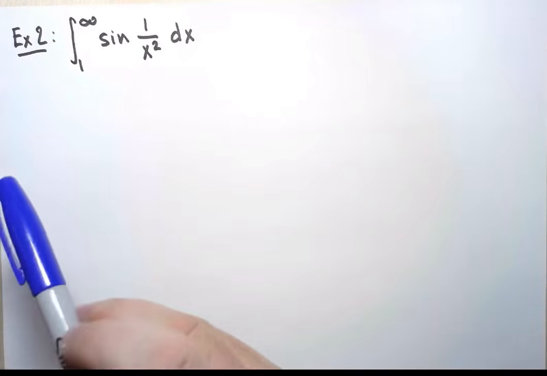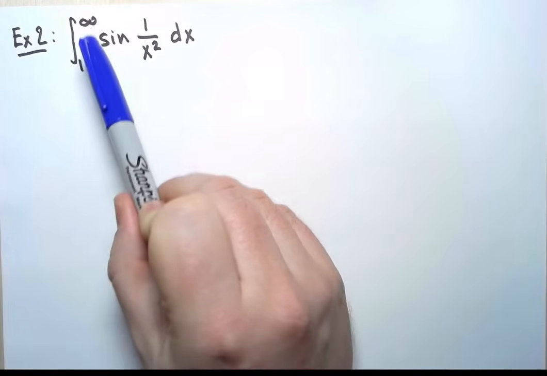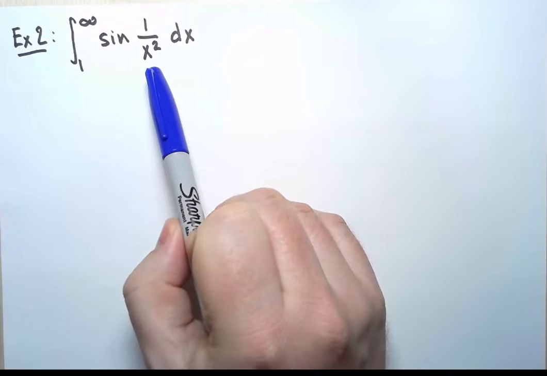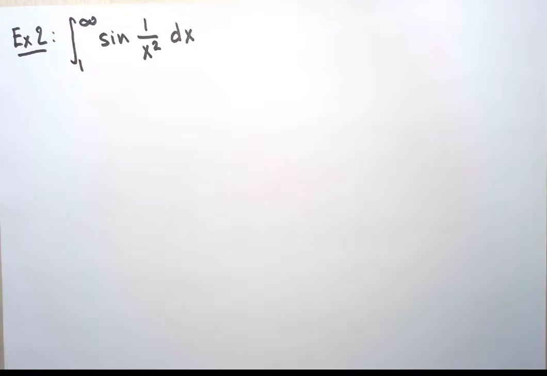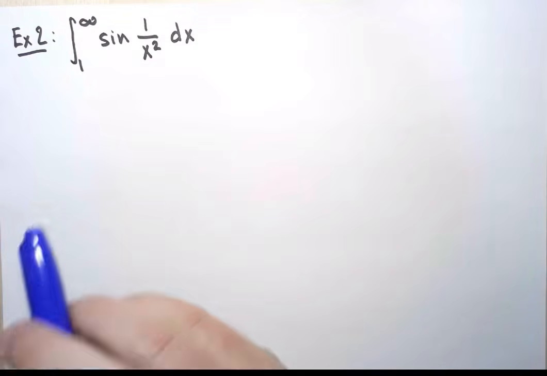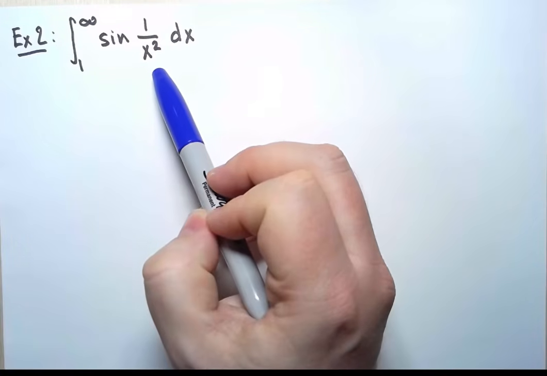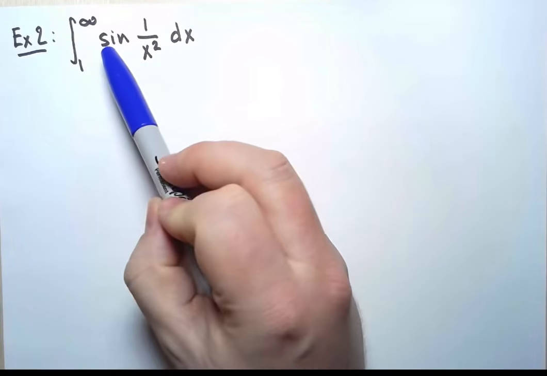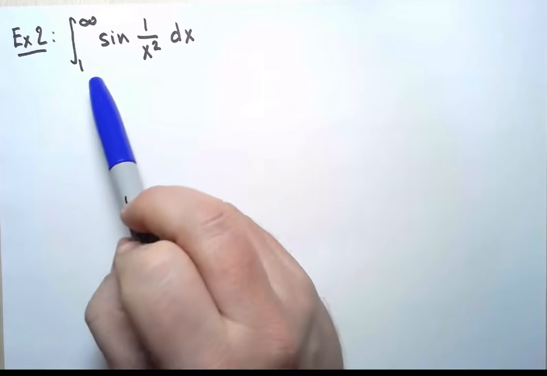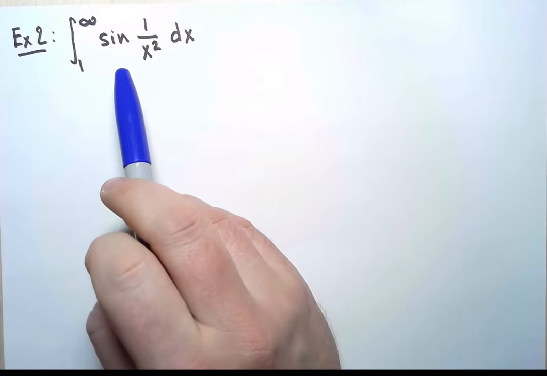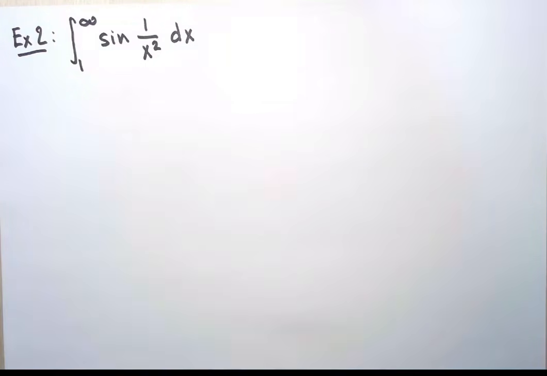In this second example, I want to look at the integral from 1 to infinity of sine of 1 over x squared dx, and I only want to know whether it is convergent. Notice that when x is greater than 1, 1 over x squared is between 0 and 1, and therefore sine of that is positive. So this is a positive function. It can only be convergent, a number, or divergent to infinity.